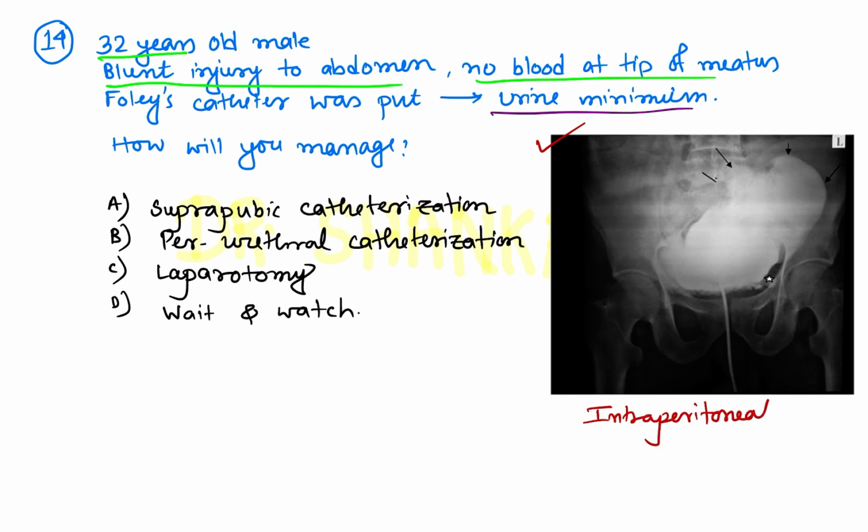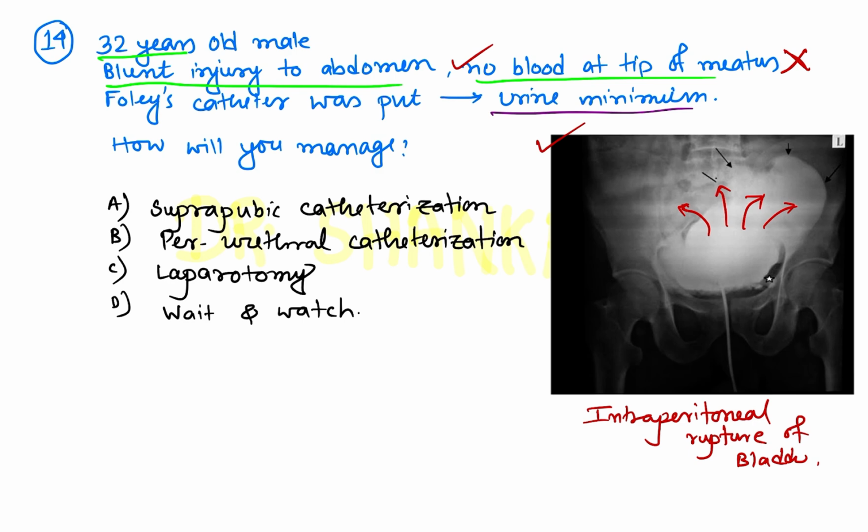Intraperitoneal rupture of bladder. As all of you know, in case of urethral rupture or extraperitoneal rupture of bladder, there will be blood at the tip of meatus, but in this case there was no blood at the tip of meatus, and there is also minimum urine collection because of intraperitoneal rupture. Urine is extravasating to the peritoneal cavity. This is a very emergency case, and how will you manage?